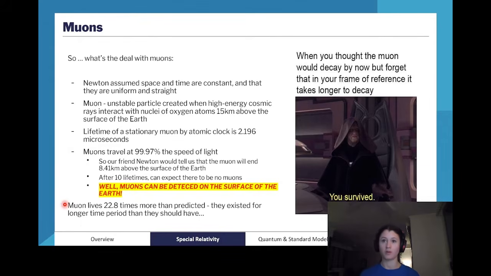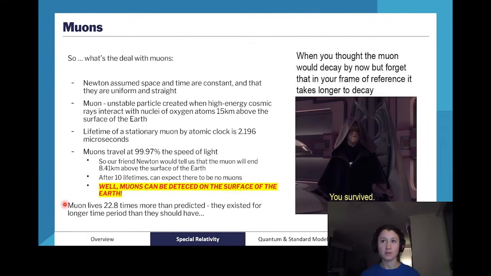So, our situation is we have lots of tiny particles, muons, created 15 kilometers above the surface of the Earth. They move really, really fast, but they also have a very short lifespan. According to Newtonian physics, which says that time and space are uniform, straight and constant, the muons should not be getting to the surface of the Earth. However, we measure a lot of muons on the surface of the Earth, which tells us that Newtonian physics does not apply. Because, evidently, for the muons, time and space were not constant, uniform, or straight.